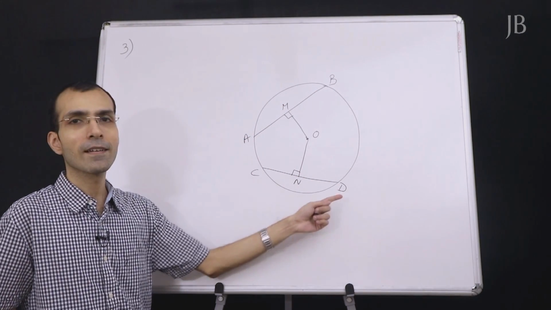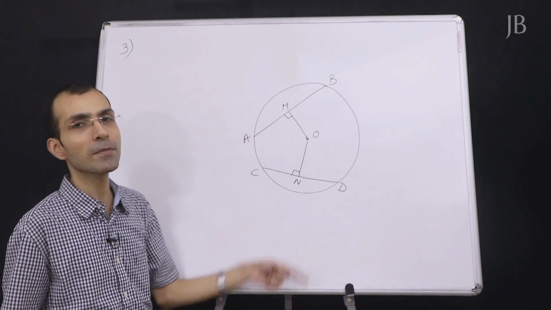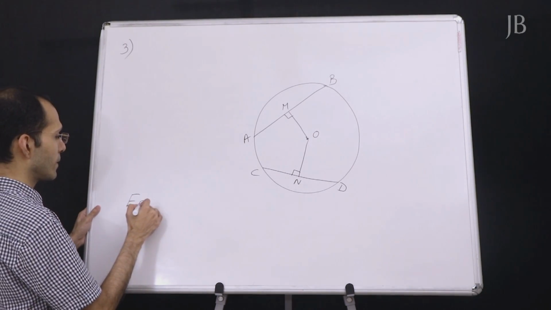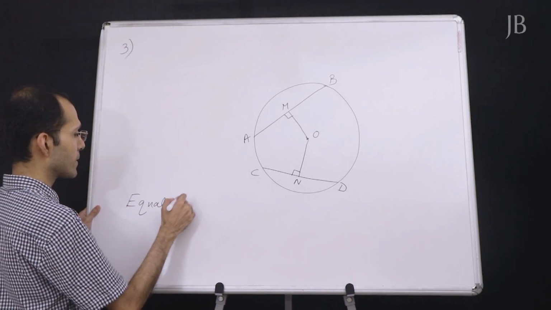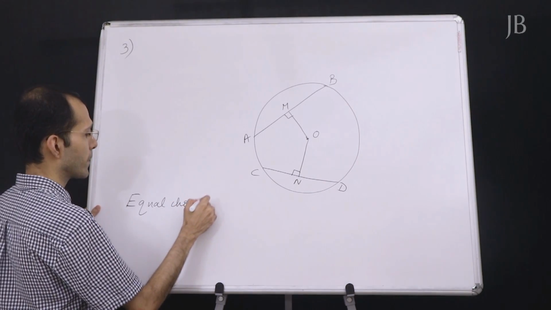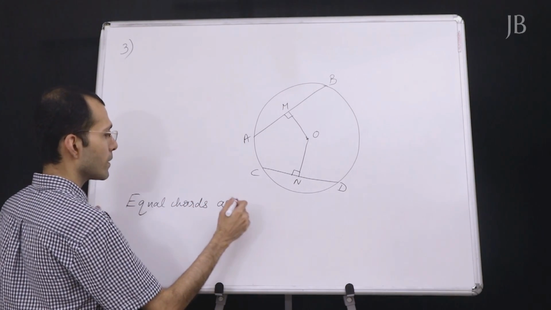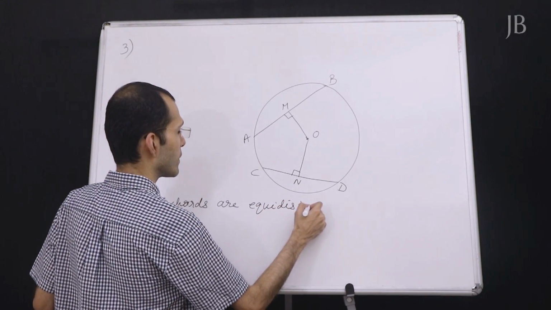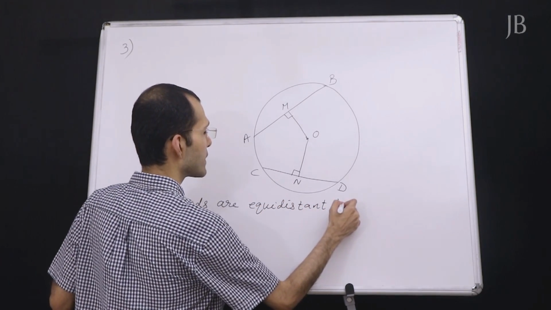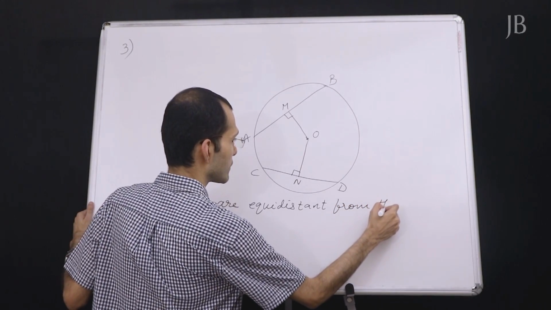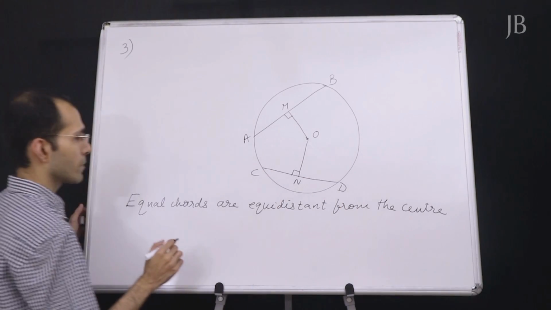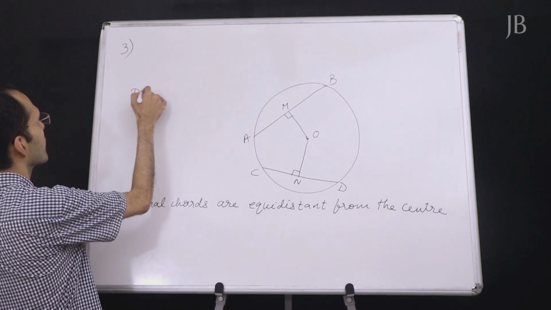Equal chords are equidistant from the center. So this is the way we will write: equal chords are equidistant from the center of the circle. So what is our data?